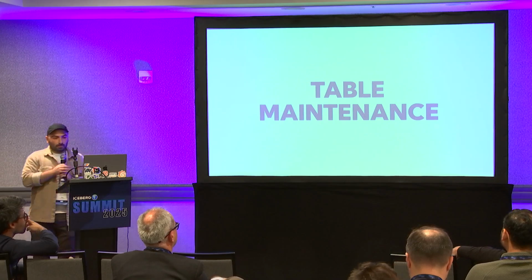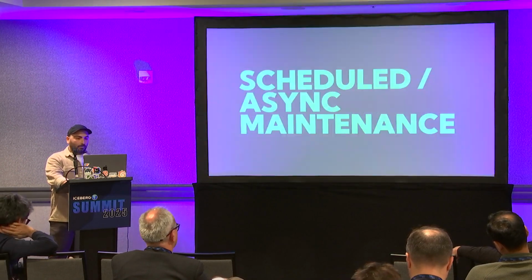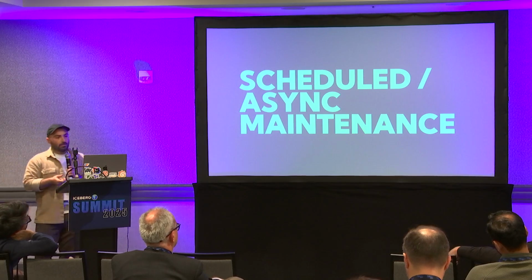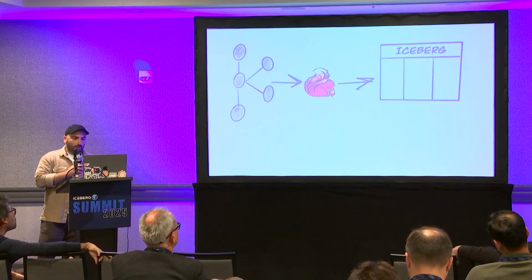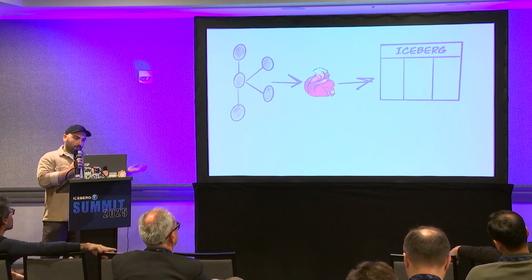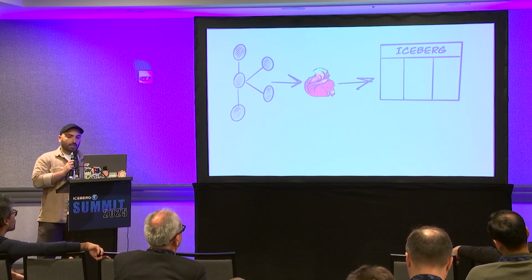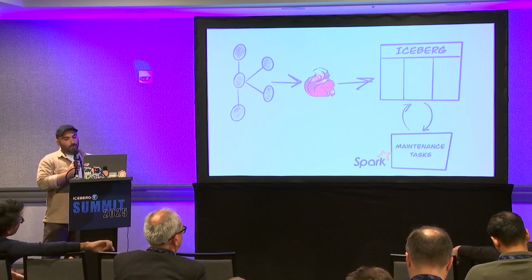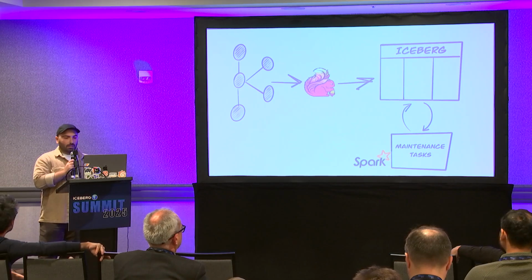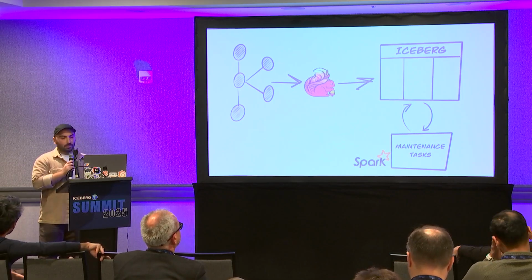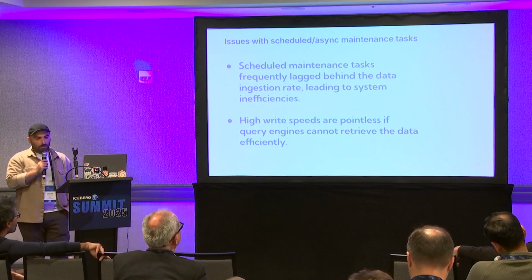So this brings us to the next topic, which is the maintenance of the tables and how we approach it. Our first approach to maintenance was scheduled or asynchronous maintenance. The approach is rather simple. You have some source, for example, a Kafka topic consumed by a Flink application in our case, which then writes to the Iceberg table. Then we had periodic maintenance run on Spark, that periodically runs maintenance tasks like rewrite data files, expire snapshots, things like that.